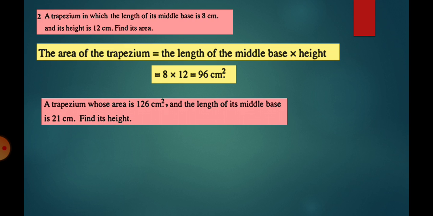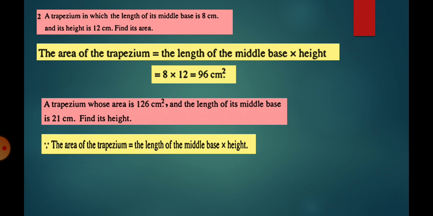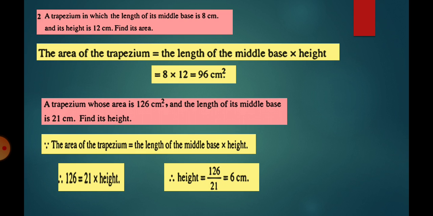A trapezium with area 126 centimeter squared and the length of its middle base equals 21. Find its height. The area equals the length of the middle base times height, so the height equals area over the middle base. Height equals 126 divided by 21, equals 6 centimeters. If we want to find the height, it equals area over the middle base.